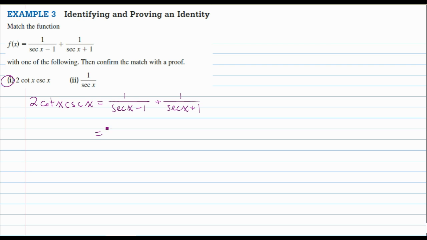I see that I have secant of x minus 1 and secant of x plus 1, so if I do make a common denominator, I'll have a difference of squares as my common denominator. Secant of x minus 1, secant of x plus 1. So this guy needs a secant of x plus 1. The second guy already has a secant of x plus 1, so it needs a secant of x minus 1.